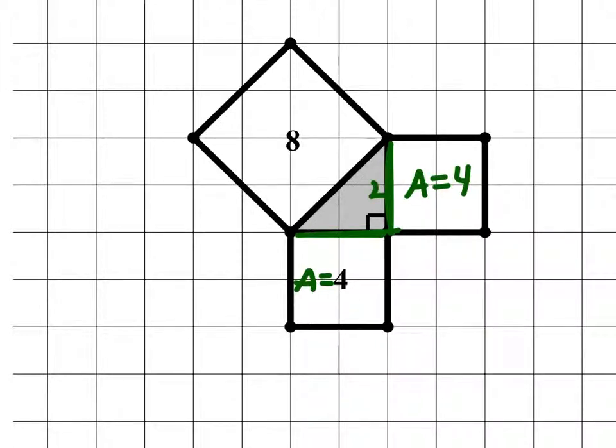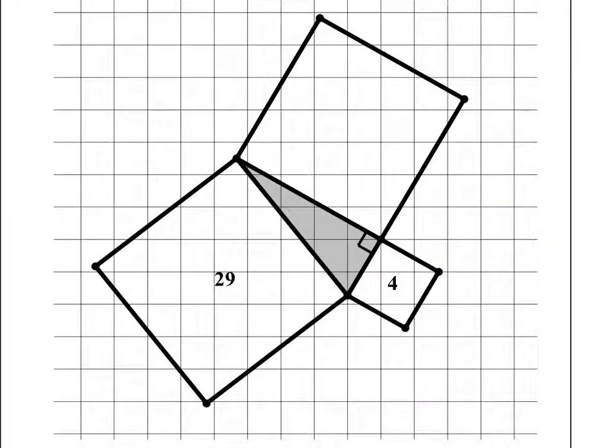Now this length is 2, and this length is 2. So if that's 8, the length of the hypotenuse is the square root of 8, but we've already simplified that before. It was actually 2 times the square root of 2.